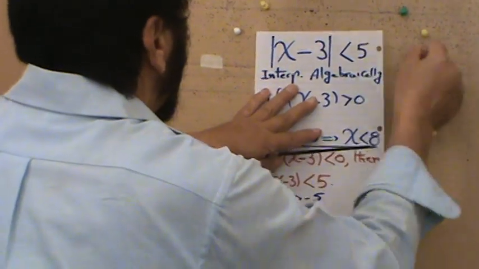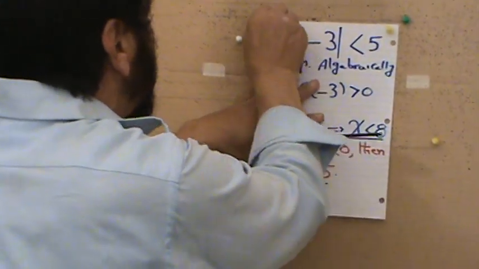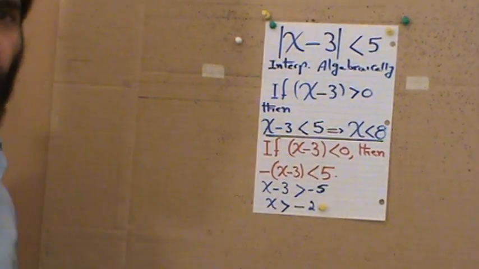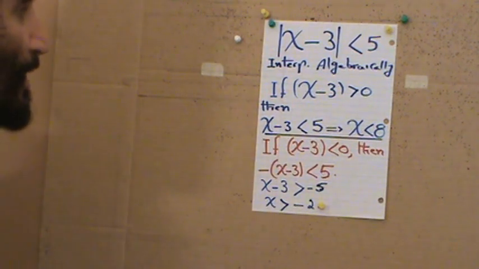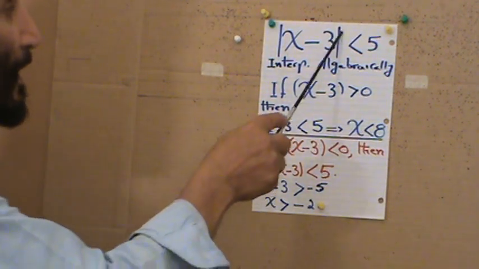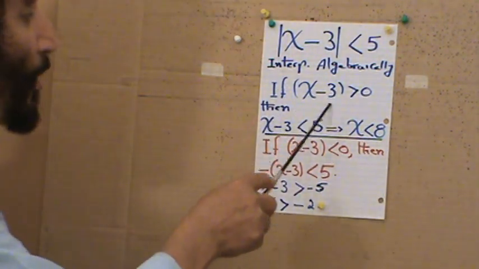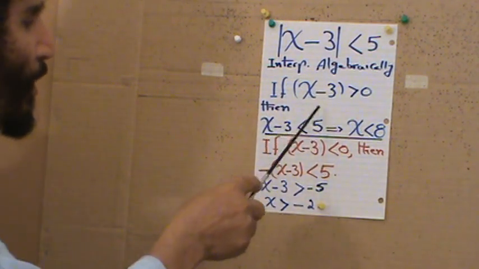Next is x minus 3. I think this one I have already mentioned. I'll go over it one more time, just for the sake of it. The absolute value of x minus 3 less than 5, we want to solve it algebraically. Before we did it by inspection. Let's do it algebraically. If whatever is inside the absolute value is positive, leave it alone. Here it is, I left it alone. Leave it alone and solve it.